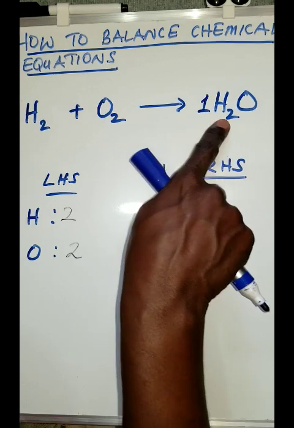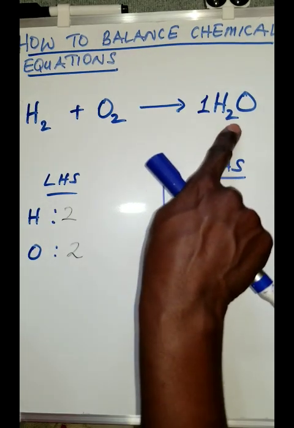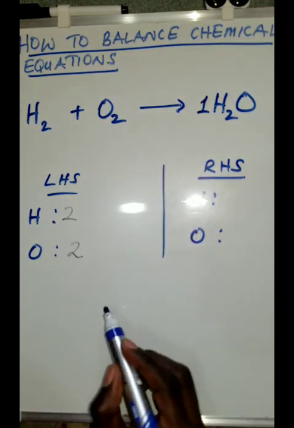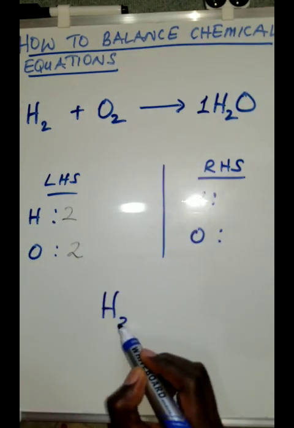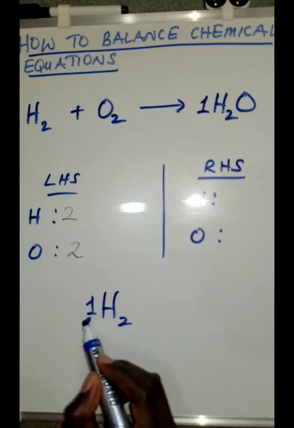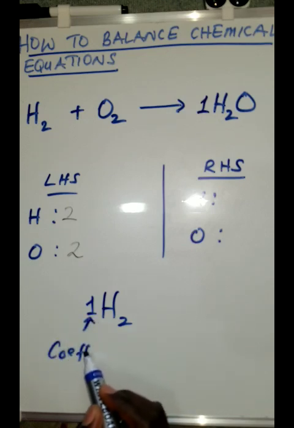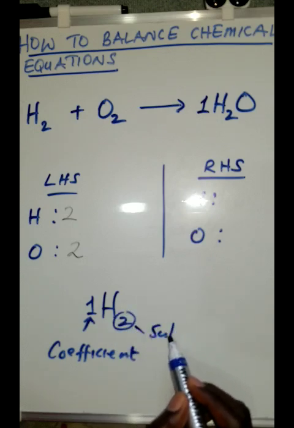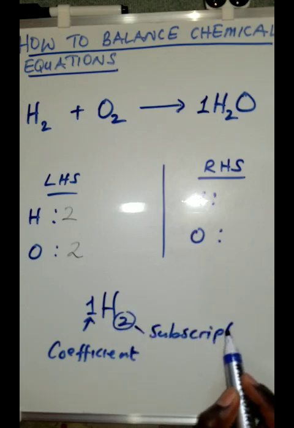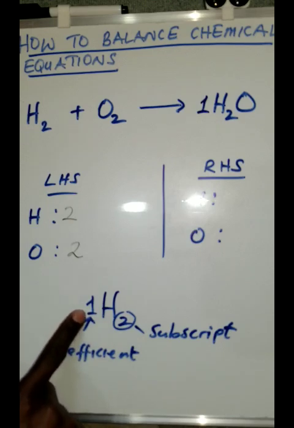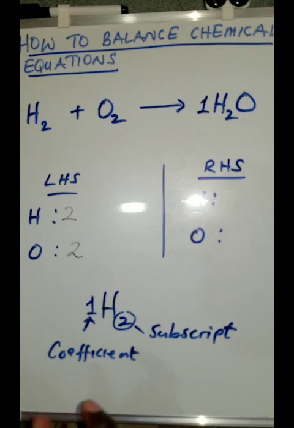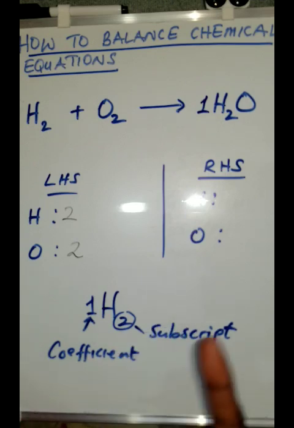So this number multiplies by the number at the bottom. And the number at the bottom is simply called the subscript. So that is what you need to remember. If I've got H2, the number in front is what we call the coefficient, and the number at the bottom is called the subscript. So the coefficient multiplies by the subscript for you to know how many atoms of that type you are going to have.